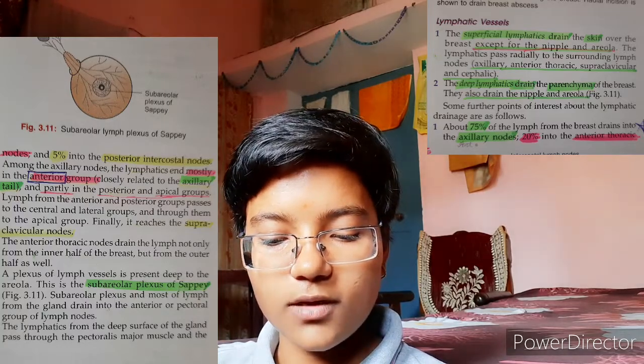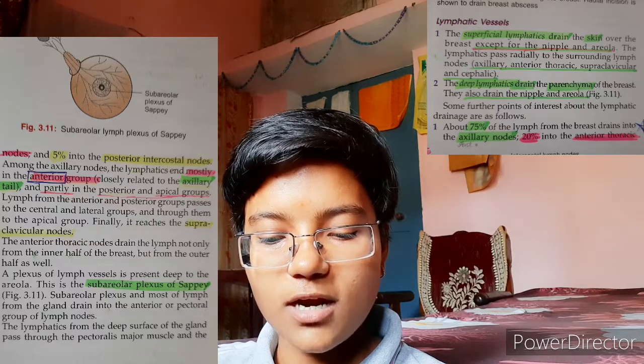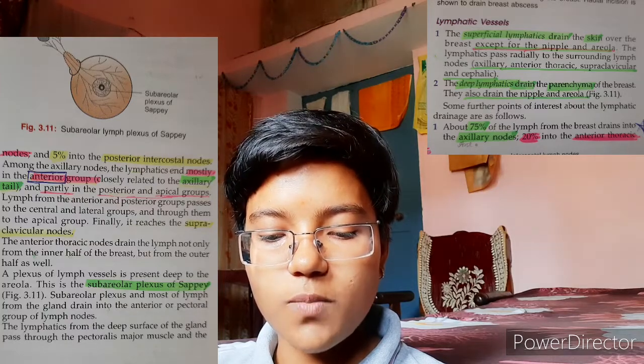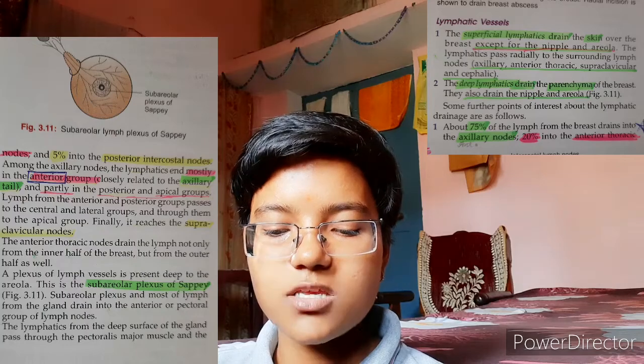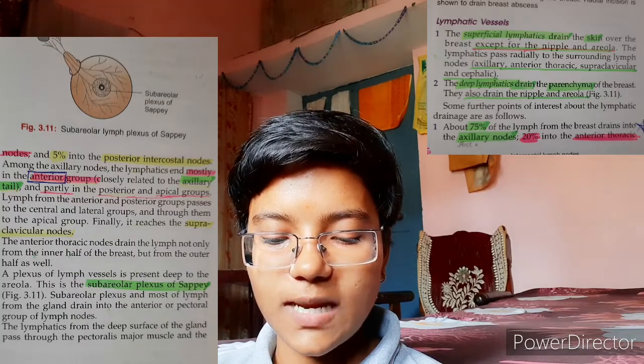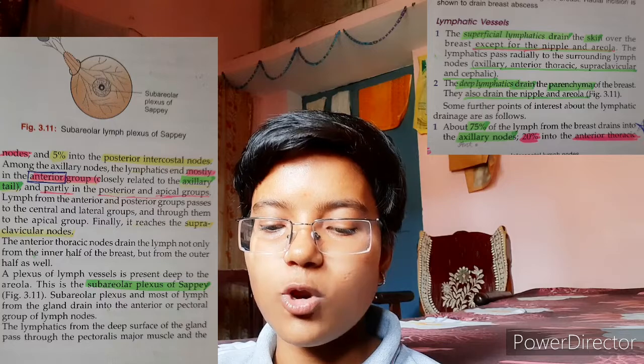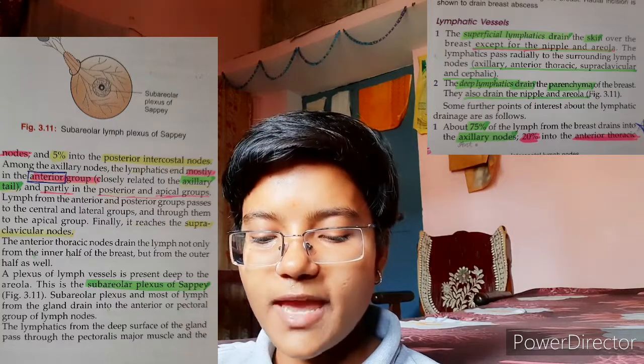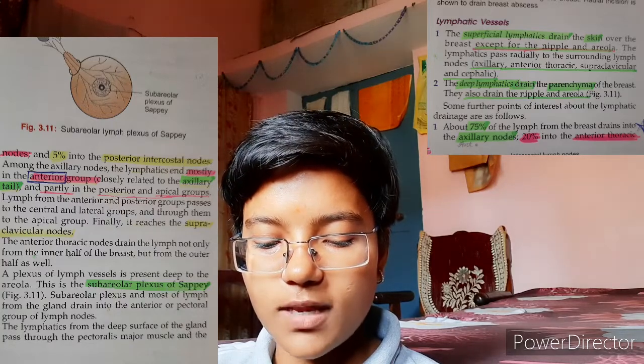The anterior thoracic nodes drain the lymph not only from the inner half of the breast but also from the outer half as well. A plexus of lymph vessels is present deep to the areola. This is the subareolar plexus of Sappey. From the subareolar plexus, most of the lymph from the gland drains into the anterior or pectoral group of lymph nodes. The lymphatics from the deep surface of the gland pass through the pectoralis major muscle and clavipectoral fascia to reach the apical nodes and also the anterior thoracic nodes.